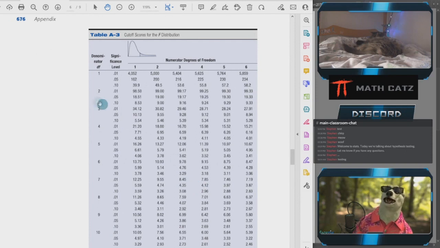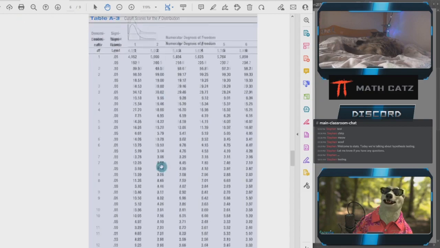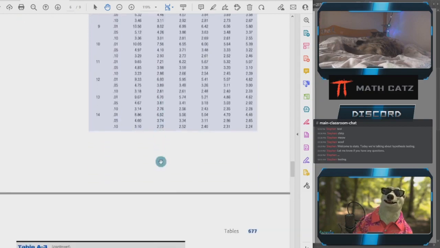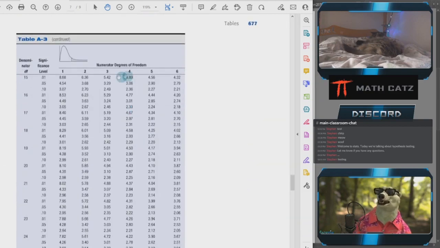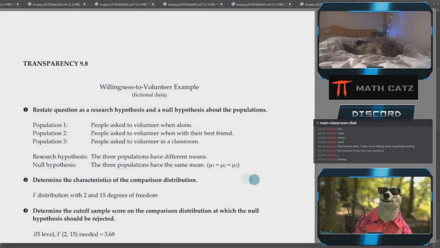Now, which one was which, you might ask? Well, the numerator is the between group, so that's the 2. And we said 15, right? 2 and 15 takes me to the next page. Alpha, 5%, so 3.68 is right there. Okay, so that's where we get 3.68.